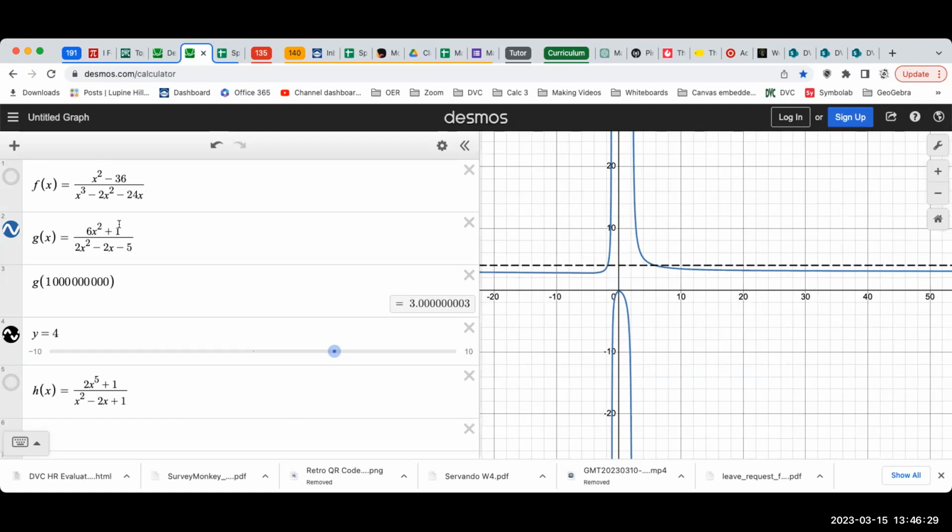All right. So what case 2 is trying to say is if the degrees of the top and the bottom are the same, your horizontal asymptote is going to happen at the leading coefficient of the top divided by the leading coefficient of the bottom.